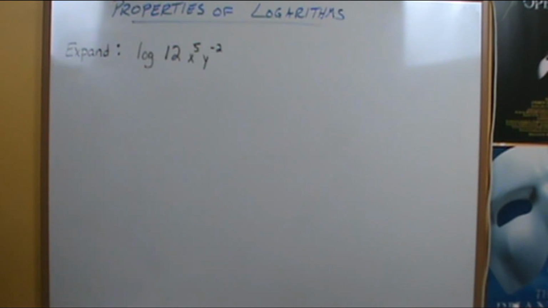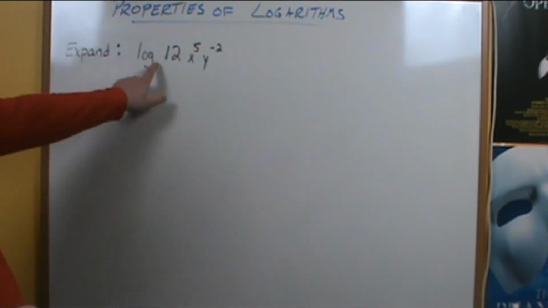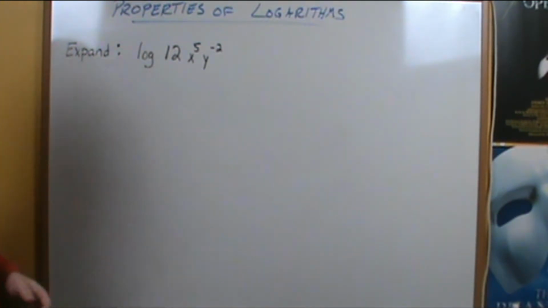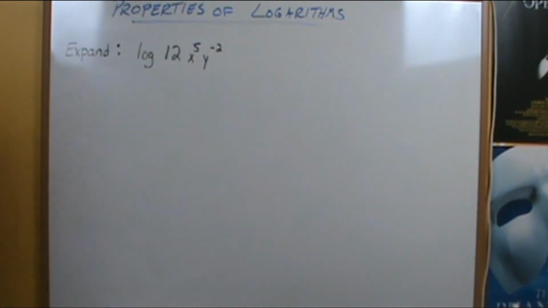Second example here. Let's expand the common logarithm of 12x to the fifth y to the negative 2. It's a common logarithm. We understand it to be a common logarithm because there is no base there. We understand it to be a logarithm with base 10.